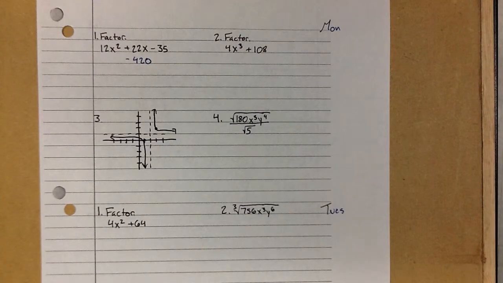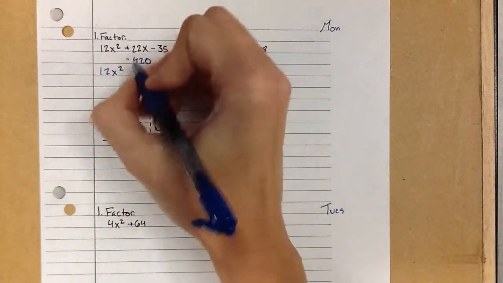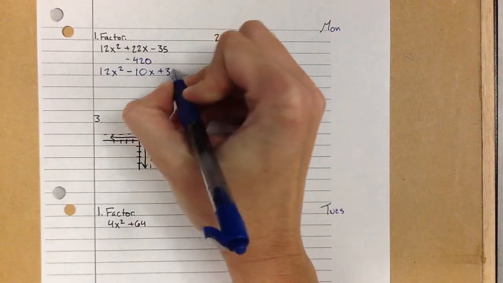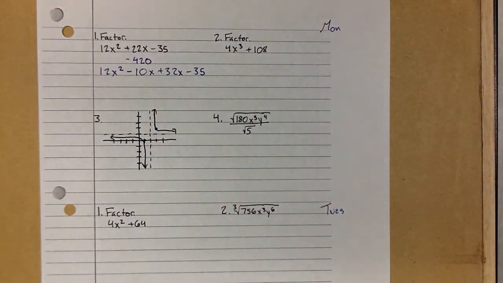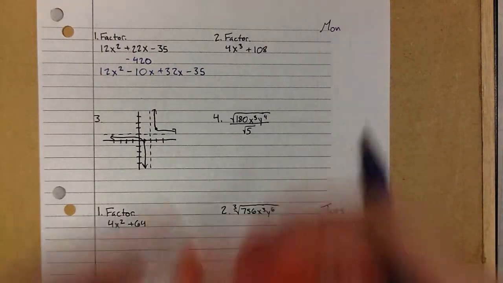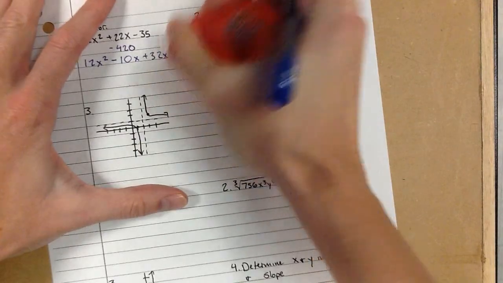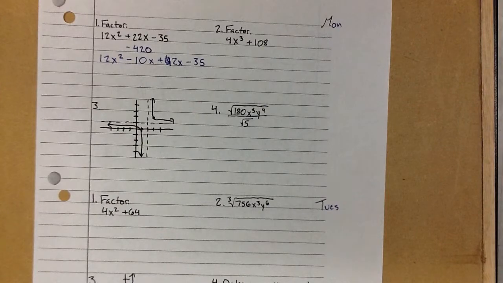I could have done it with 12, and if I did it with 12, what would have come out? 6. Okay. So I have 12x squared minus 10x, is that right? Yep. Plus 42x minus 35. Another reason I put the 42 in the back is because it's the positive one.